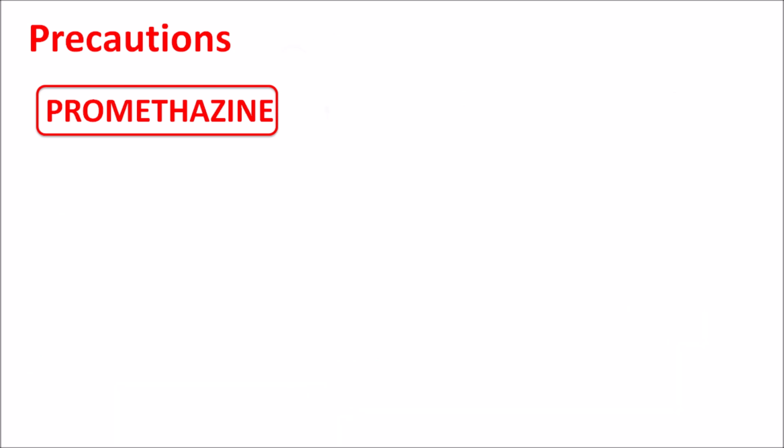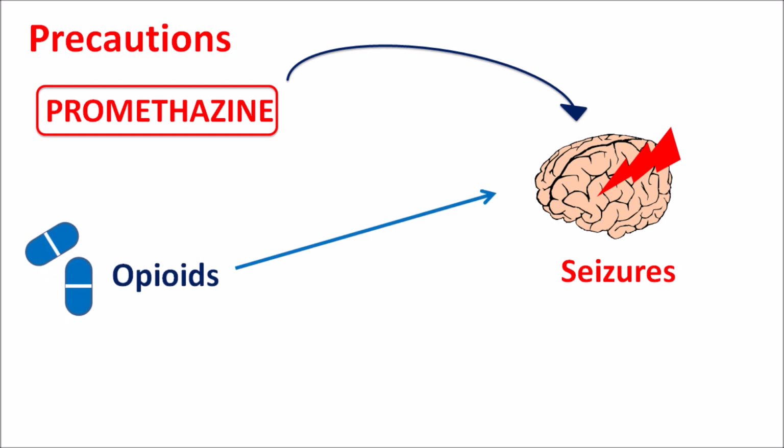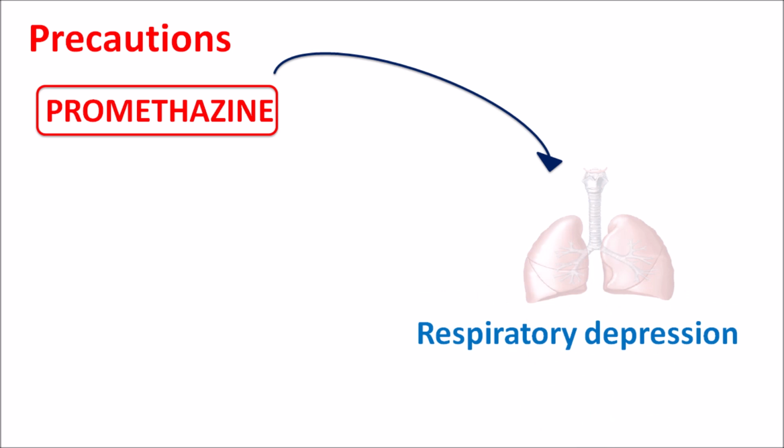Another precaution is that promethazine can reduce the threshold of seizures, so seizure induction is more pronounced in the presence of promethazine. This is not that significant in normal patients, but in those patients who are taking other drugs such as opioids, since opioids can also induce seizures by reducing the threshold, the combination of opioids with promethazine may increase the risk of seizures in the patients. Similarly, local anesthetics at toxic doses can induce seizures, so they should be carefully combined with promethazine. Similarly, this drug can produce some respiratory depression, which is more pronounced in children.